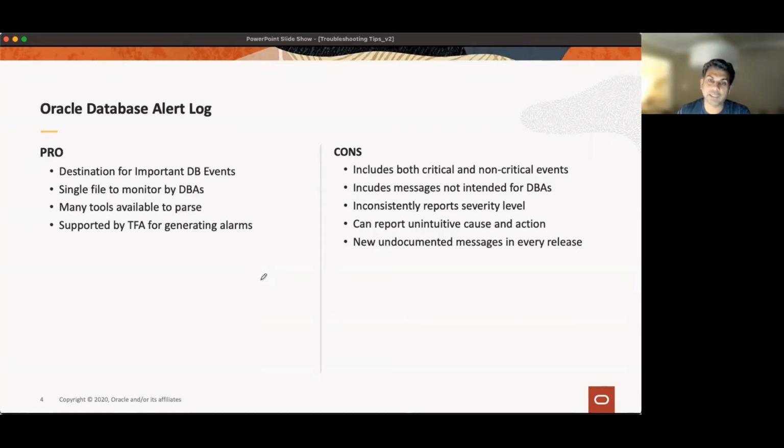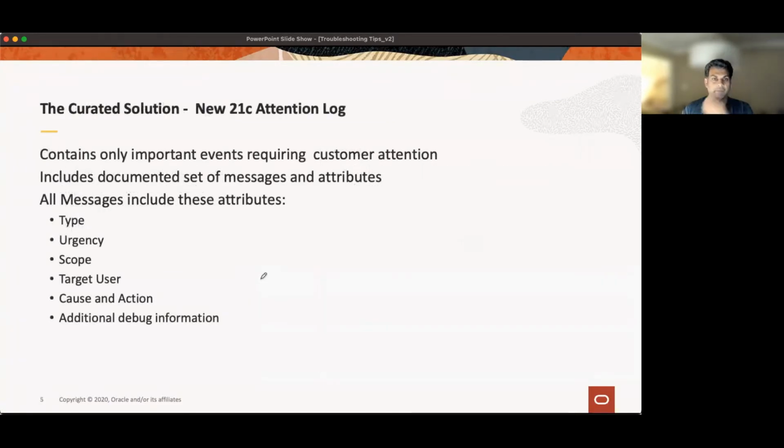And every release has new undocumented messages, which we put in there so that developers can troubleshoot something. But DBAs end up looking at it and saying, what is this message? What am I supposed to do for this? So the database alert log sort of became a free for all, and it's difficult to troubleshoot something just looking at it. So what we did was we added this thing in 21c called the attention log.